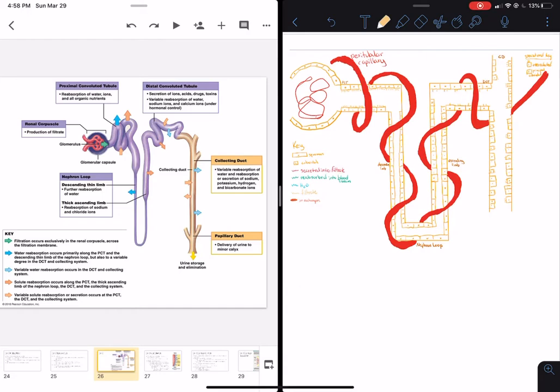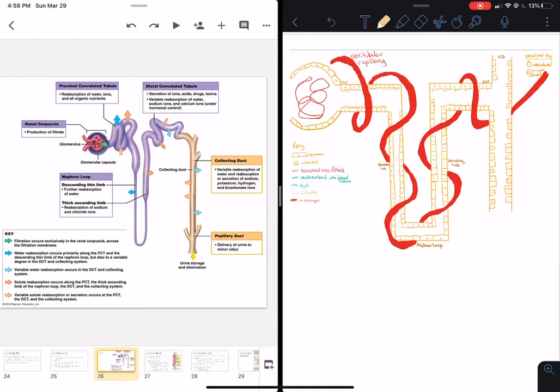The proximal convoluted tubule is going to do about 90% of the absorption or the reabsorption of the filtrate. The nephron loop is going to be primarily concerned with concentrating that filtrate. The distal convoluted tubule is primarily concerned with fine-tuning that filtrate. And then the collecting duct is primarily concerned with reabsorbing water. And then at the end, we finally make urine.